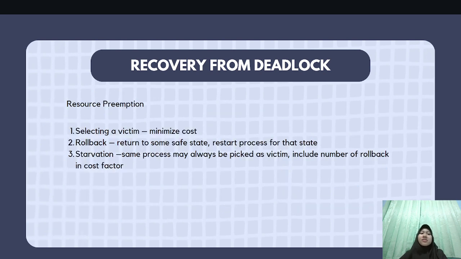Okay, continue to resource preemption. The first one is selecting a victim, minimize cost. Second, rollback: return to some safe state, restart the process from that state. And third one, starvation. Some process may always be picked as victim, so include the number of rollbacks in the cost factor.